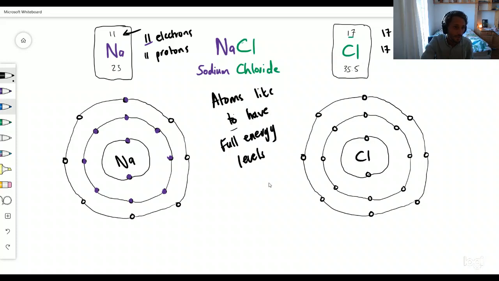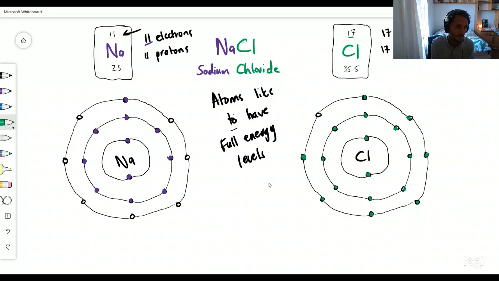Okay, so let's fill up those electrons. We've got 17 to choose from. We've got 1, 2, 3, 4, 5, 6, 7, 8, 9, 10, 11, 12, 13, 14, 15, 16, 17. Again, we don't have a full energy level. We don't have a full shell. Some teachers might say that this shell is not complete, and atoms really are unhappy when they have incomplete shells.